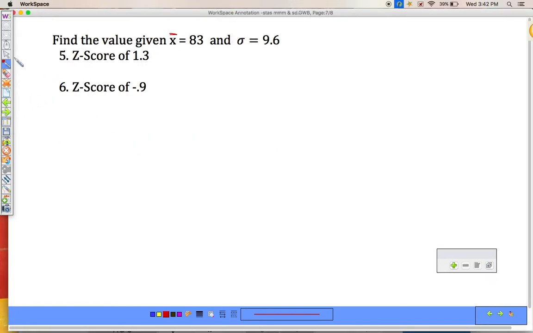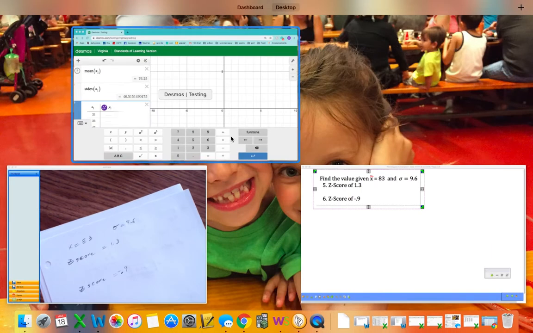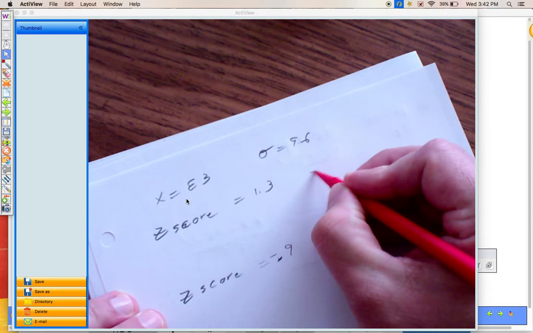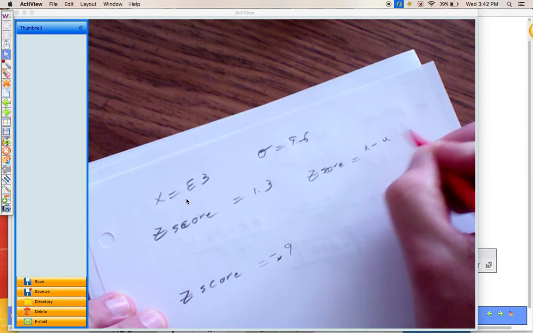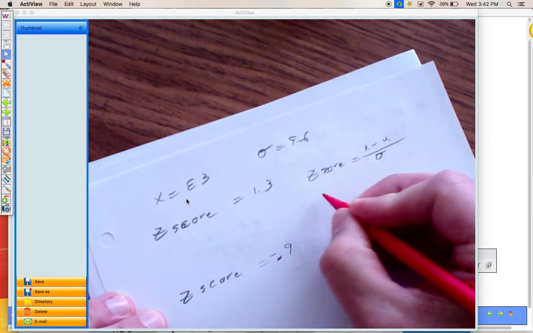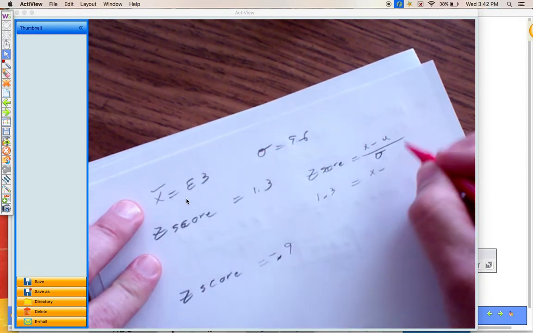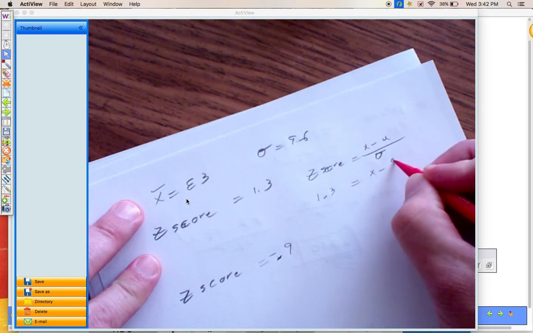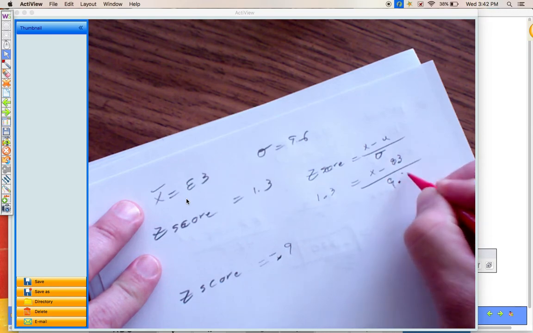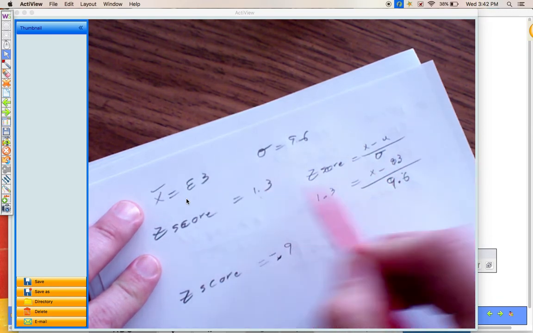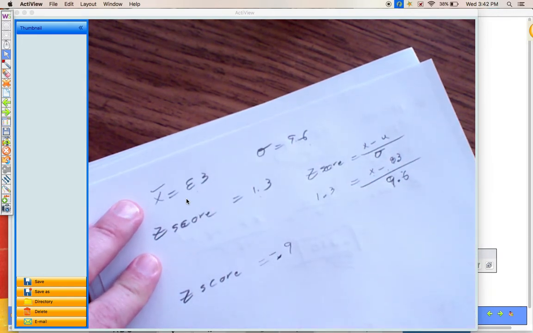All right, so we're going to go the different direction. Using my formula, my z-score equals my value minus my mean divided by my standard deviation. So I'm going to go 1.3 equals x minus my mean of 83 divided by 9.6. My z-score equals my value minus my mean divided by my standard deviation. Now I'm going to solve.